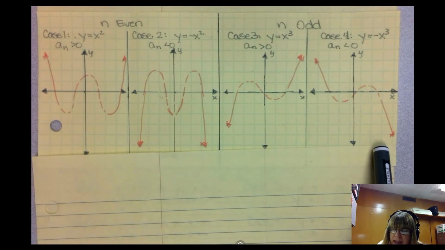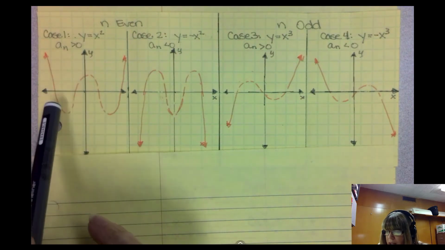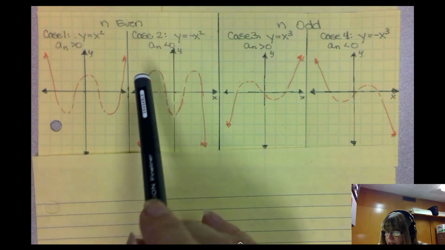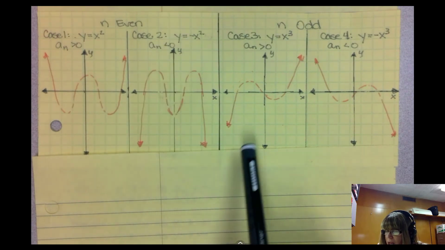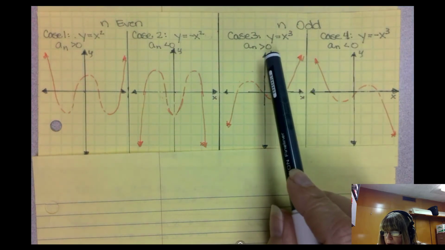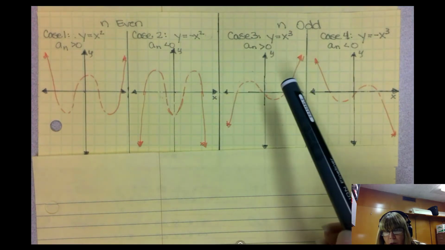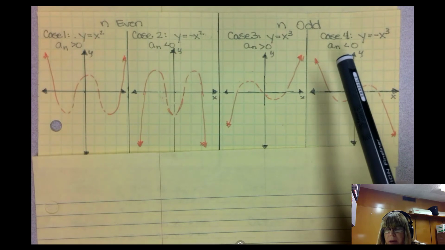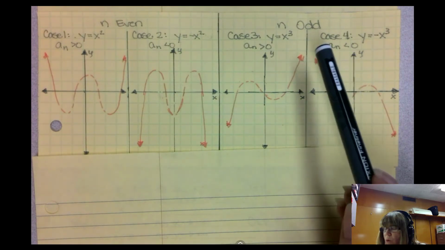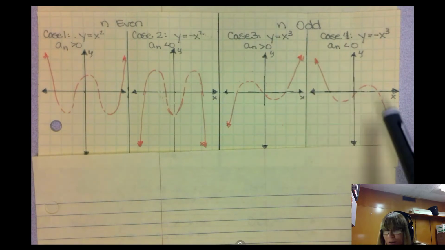If the function is even and a is greater than 0, then it's going to rise both on the left and the right. If a is less than 0, it's going to fall on the left and the right. If it is an odd function and a sub n is greater than 0, then it's going to fall on the left, rise on the right. If a sub n is less than 0, then it's going to rise on the left and fall on the right.